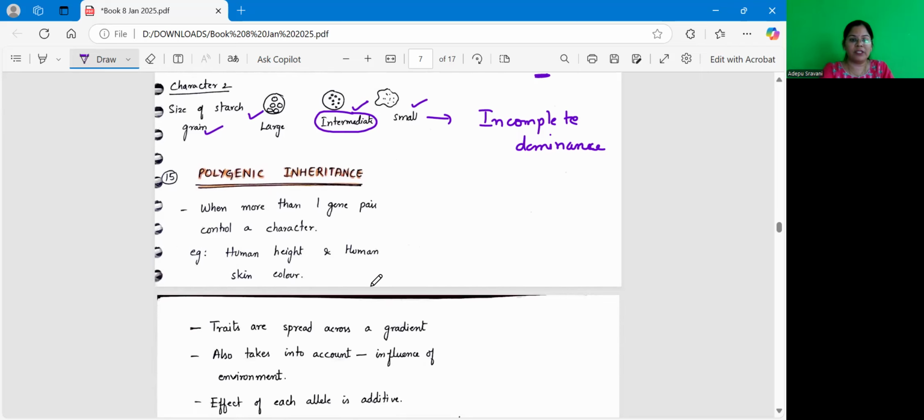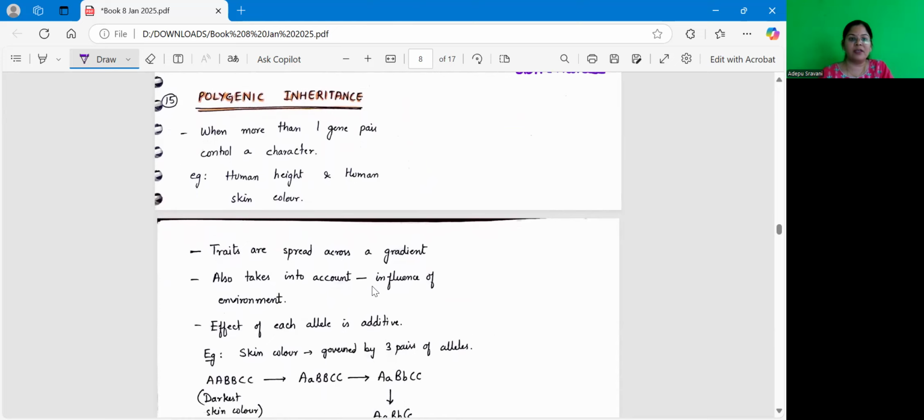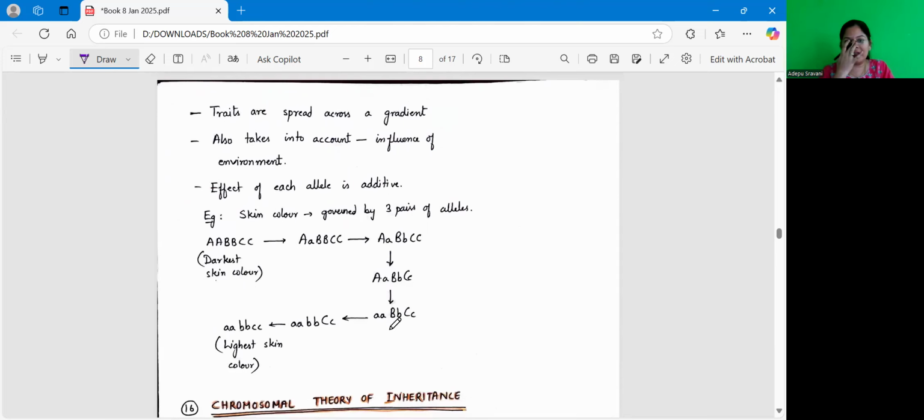Next, we have polygenic inheritance. Poly means many, genic is genes. So what happens here? Many genes will control one character. So we can write, many genes control one character. All right. Example will be the human height and human skin color. If I talk about the skin color here, in humans, we have a range of skin color. We can have darkest skin and the fairest, the lightest skin, isn't it?